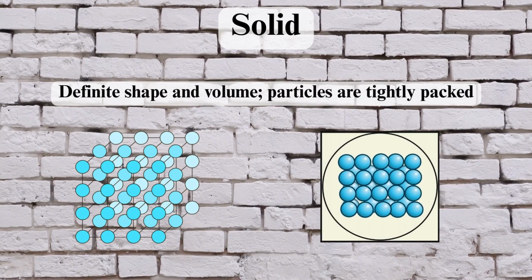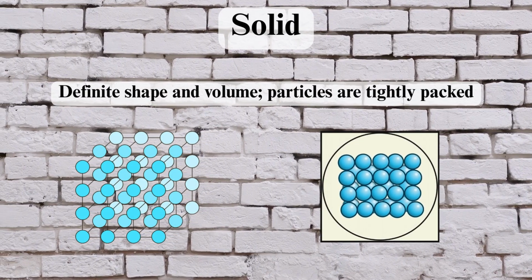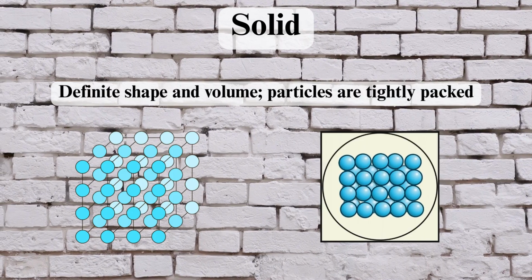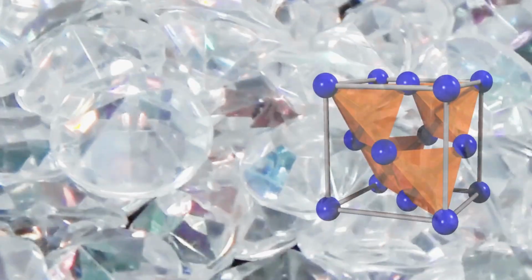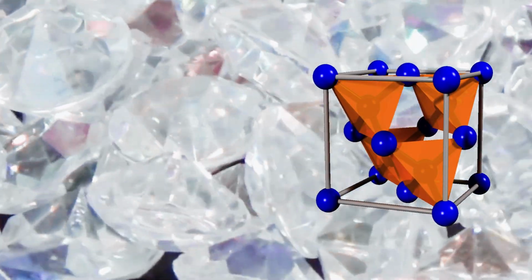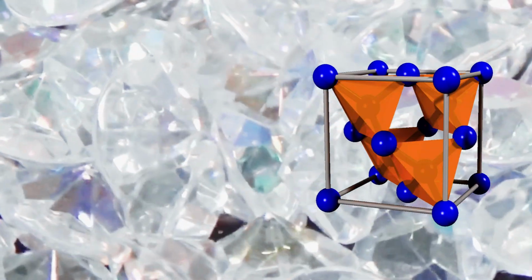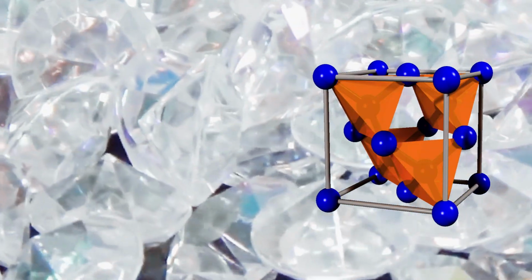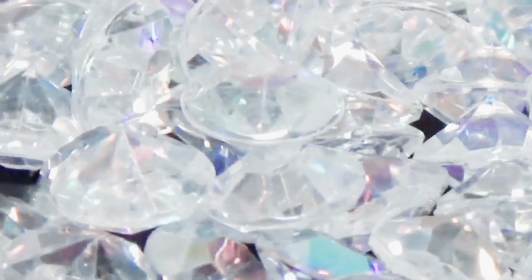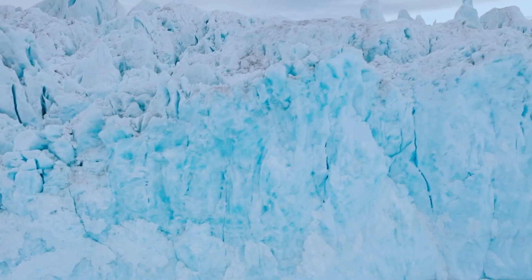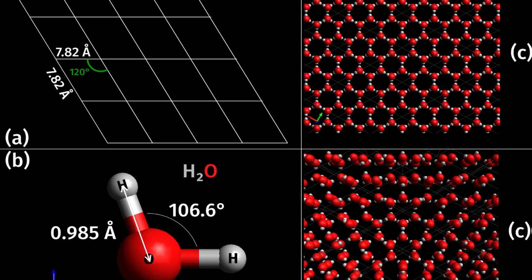First, solids. In solids, particles are tightly packed in a fixed, orderly arrangement, which gives solids a definite shape and volume. For example, a diamond is a solid in which carbon atoms are arranged in a rigid crystalline lattice, giving it remarkable hardness. Ice is another example, where water molecules are held in a structured pattern, maintaining its shape at temperatures below 0 degrees Celsius.